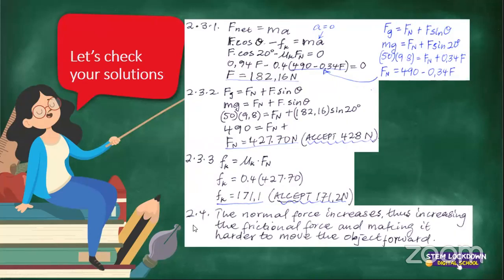Now, remember the normal force will increase because the vertical component of the applied force, which was going up, is now going down. So it will increase the normal force, thus increasing the frictional force and making it very difficult to move the object forward because the frictional force would have increased.